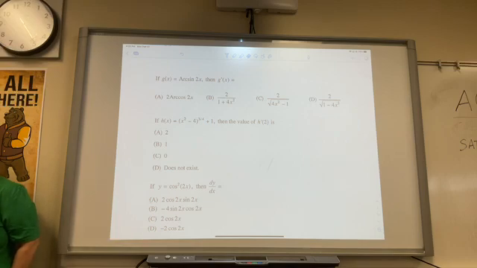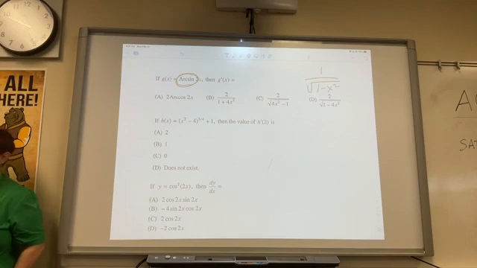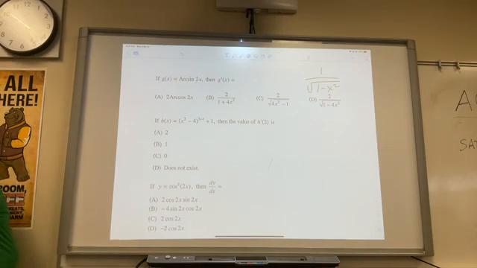Out of the 30 people in here, how many do you think remember the derivative of arc sine? Without looking. Just arc sine for now. What's the derivative of arc sine? It's 1 minus x squared. Okay?